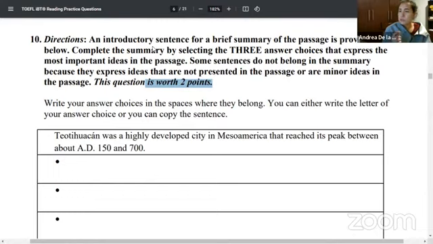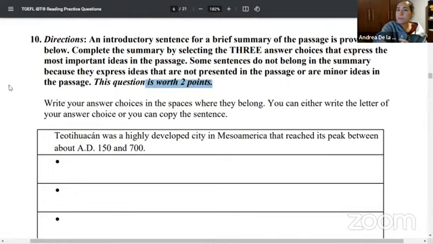So 2 points is not that much at the end of the day, okay? It's like answering 2 questions. And depending on how many of the choices you have right, you can get 1 point out of 2. So that wouldn't be bad, right? That wouldn't be bad either. So let's see what we have here.